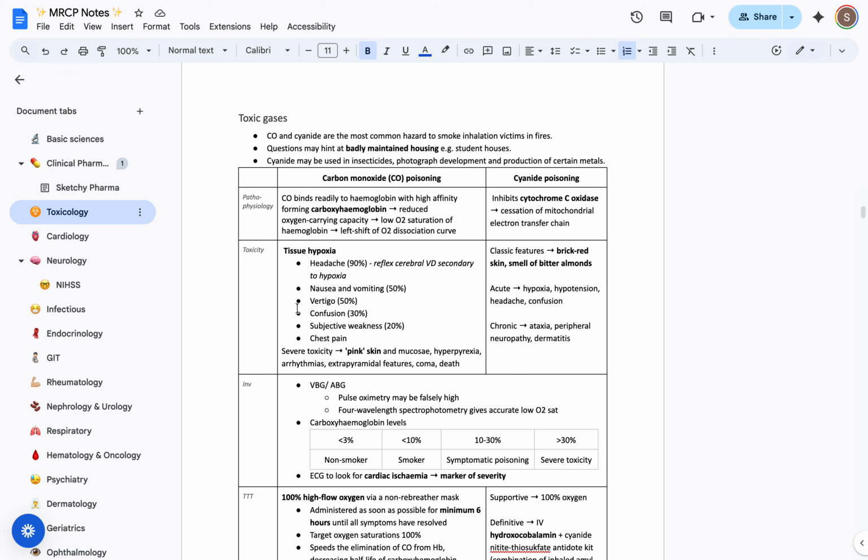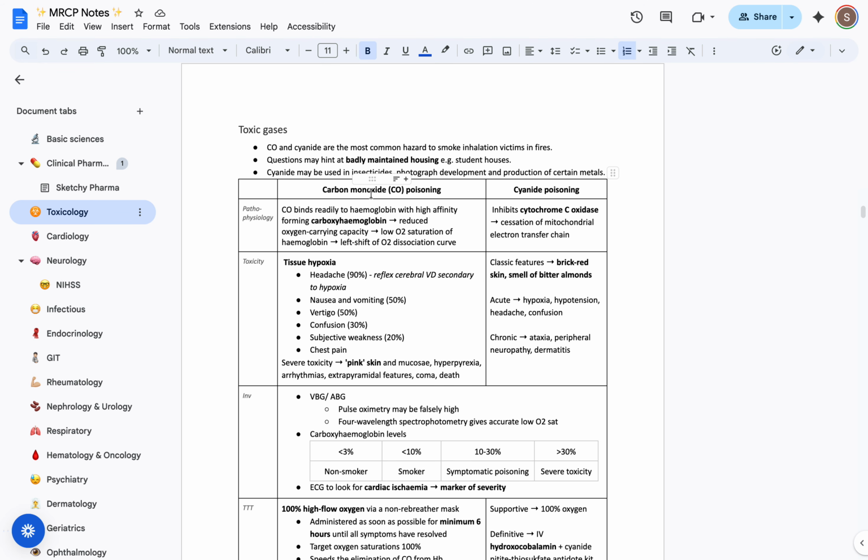For toxic gases, we're going to compare between carbon monoxide and cyanide. They are the most common hazards to smoke inhalation victims and fires. And the question may hint at badly maintained housing, student housing, blah, blah, blah. Cyanide may also be used in insecticides and other things.